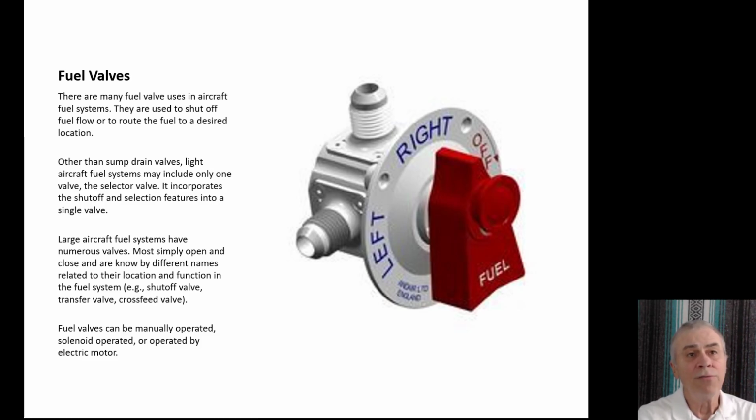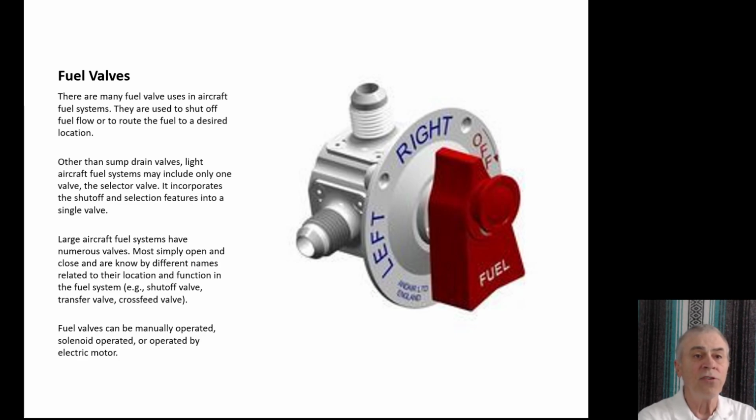There are many fuel valves used in aircraft fuel systems. They're used to shut off fuel flow or to route the fuel to a desired location. Other than sump drain valves, light aircraft fuel systems may include only one valve, the selector valve. It incorporates the shutoff and selection features into a single valve, which you can see in the illustration. You can select the left or the right, or you can actually shut off the fuel.